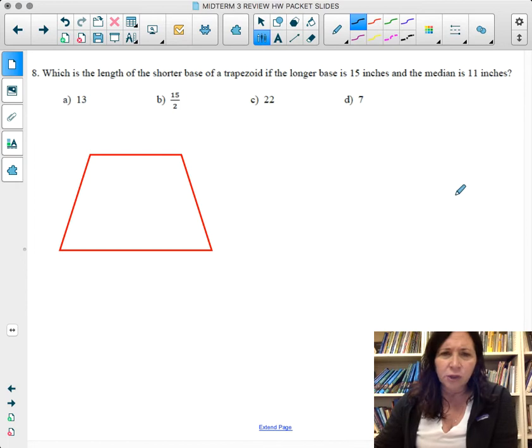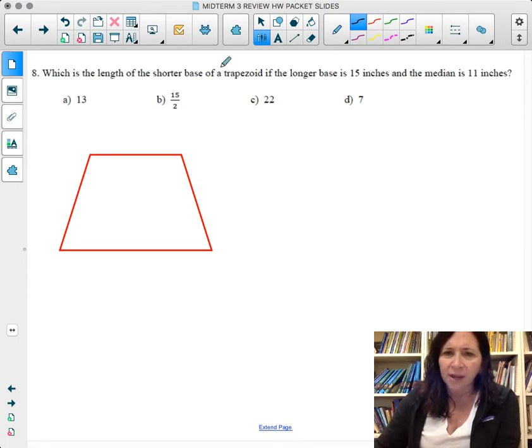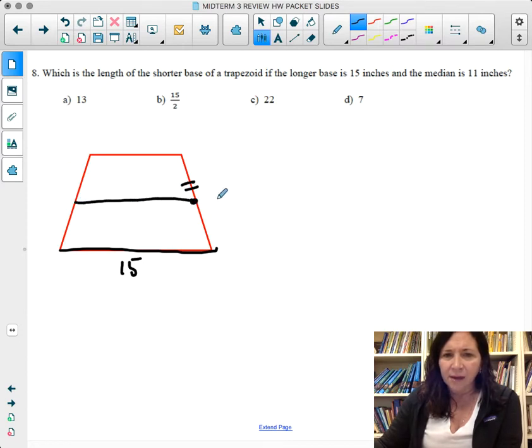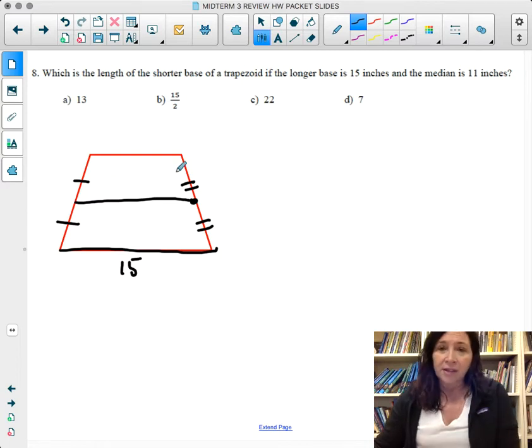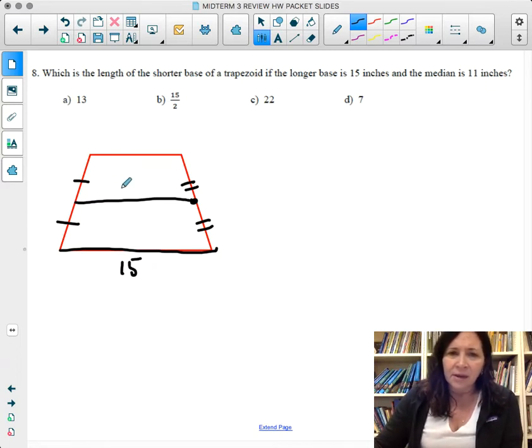Which is the length of the shorter base of a trapezoid if the longer base is 15 inches? So here's 15. That's my longer base right here. And the median, remember, the median cuts this in half. So that equals that, and that equals that. They don't equal each other unless they're isosceles. And the median is 11 inches.